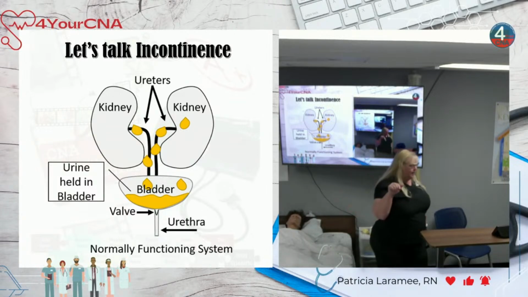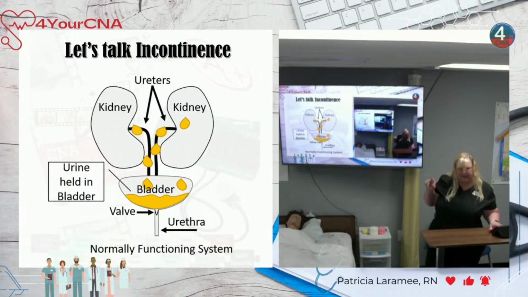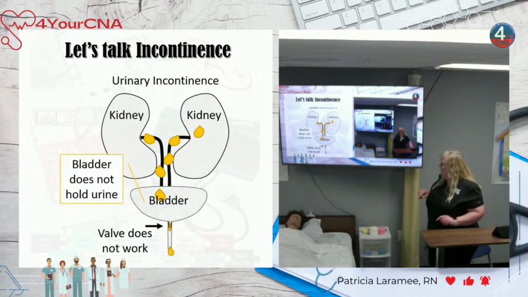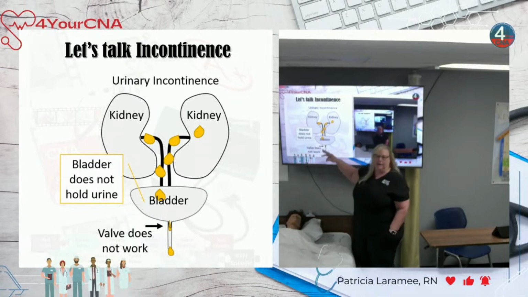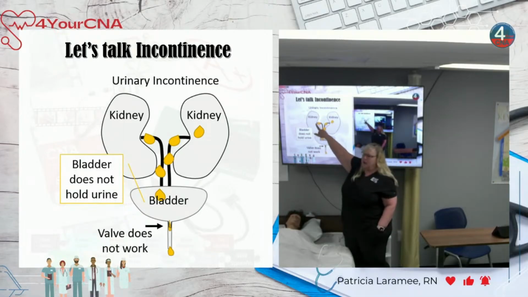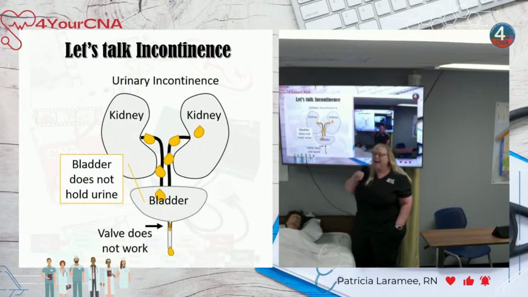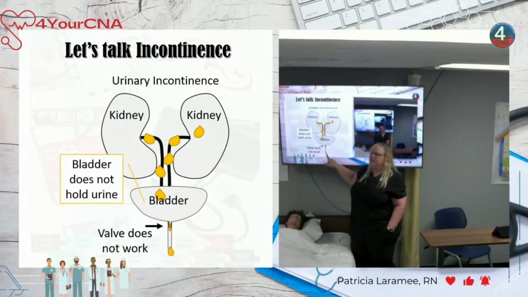Kidneys work how often? 24 hours. That's important. When you are incontinent, the system still works. Kidneys still filter blood 24 hours a day, never stops. Still makes urine, never stops. Those drips still go down the ureters, never stops. What is broken is the valve. Everything else is still working. It's the valve. That valve is not keeping the urine in the bladder.